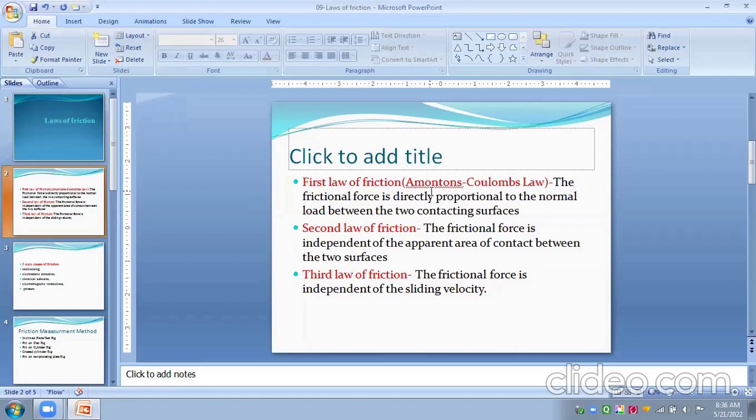From this relation we get a third quantity, the coefficient of friction, which is defined as the frictional force per unit normal load. In a simple relation, frictional force divided by normal load is the coefficient of friction. This coefficient depends on the type of motion between the contacting surfaces, the material of the pair of surfaces, and the surface finish of the two surfaces. The first law is applicable over a wide range of loads and is obeyed well, except for a few materials like polymers.